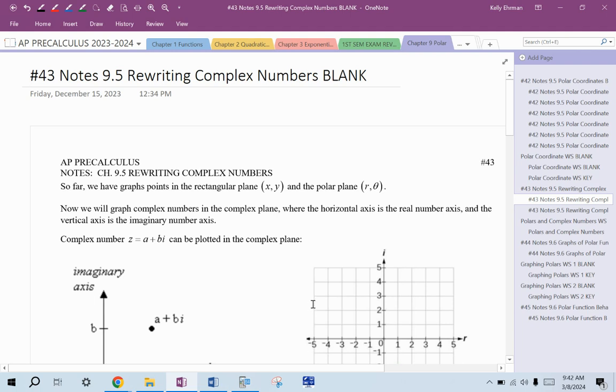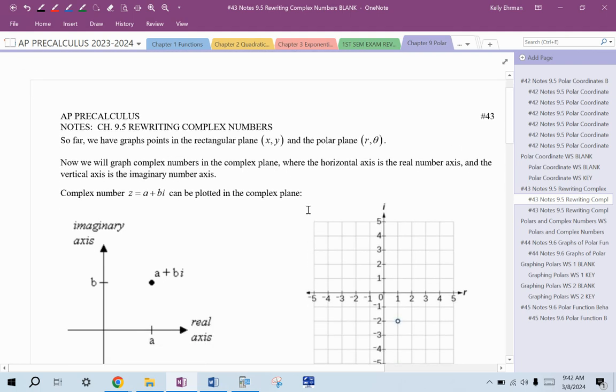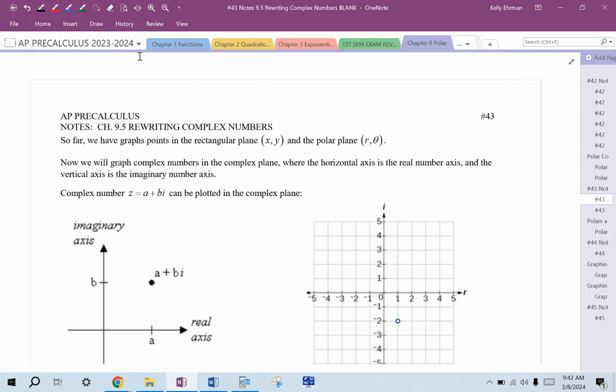Today we're talking about complex numbers and how they can be written a couple of different ways. So far we talked about graphing points, both in the rectangular plane, so graphing x, y, meaning go horizontally a certain number of units and then go vertically a certain number of units. And then we talked about graphing in the polar plane, which is like face the angle and walk r units, whether that's forward or backwards. And so now we're going to look at complex numbers.